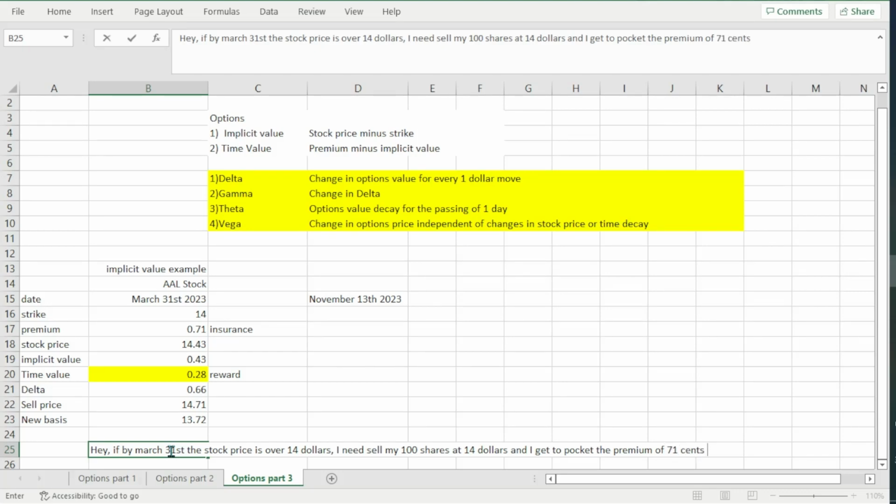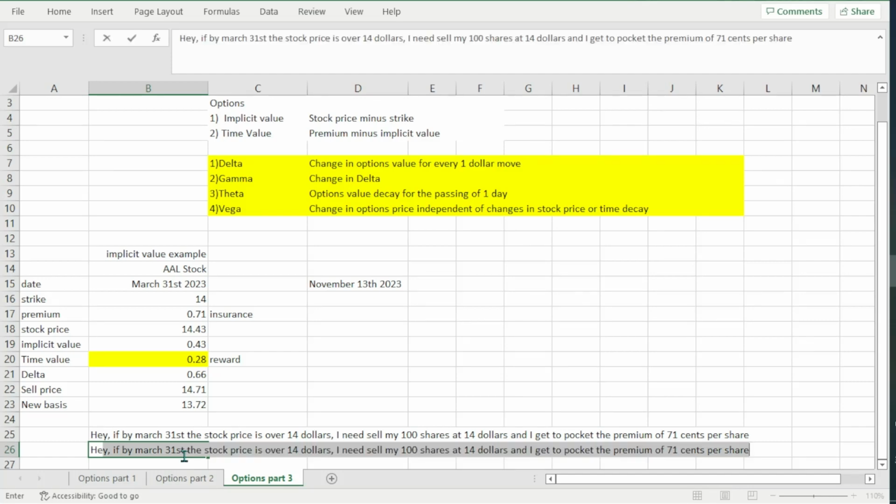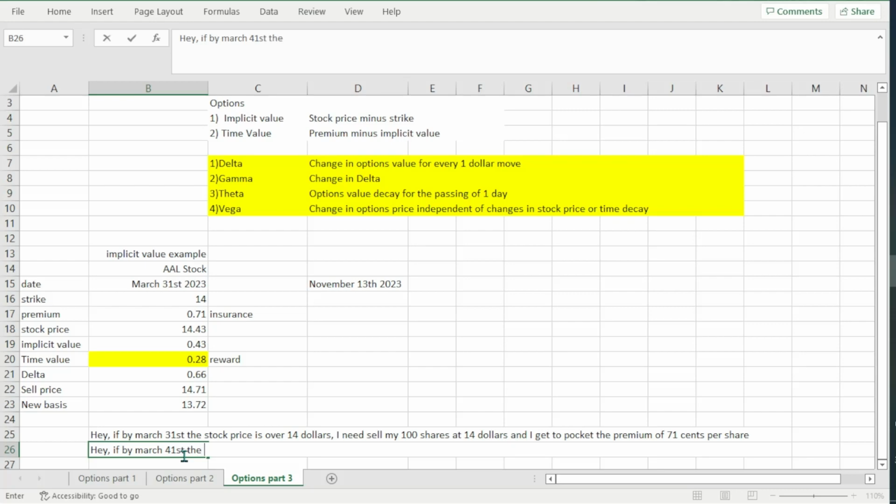So that is essentially what this contract means. It's important to understand the terms of the contract. Now there's a second part to this contract. The second part says, if by March 31st the stock price is below $14, I pocket all the premium.